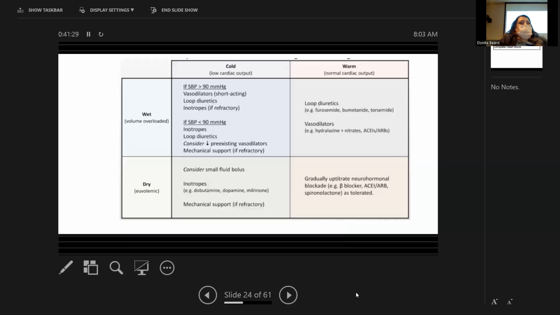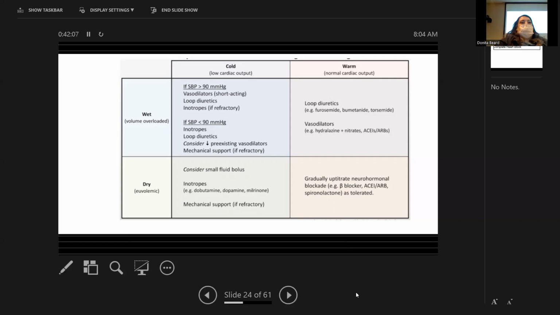This is that table again, now looking at treatment. Cold and wet is cardiogenic shock with low output. If their blood pressure is above 90, you'll see us use a lot of vasodilators. Nipride is a good vasodilator to use up front because it's short acting. Some of us do nipride early, because before you start adding hydralazine or lisinopril, you want to see if they'll tolerate it. Nipride is quick on and off.